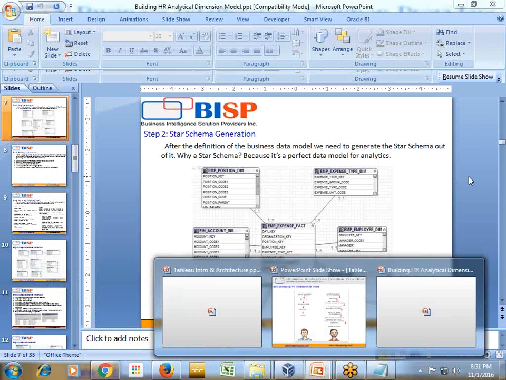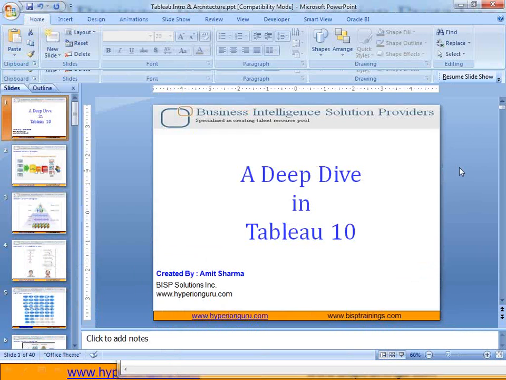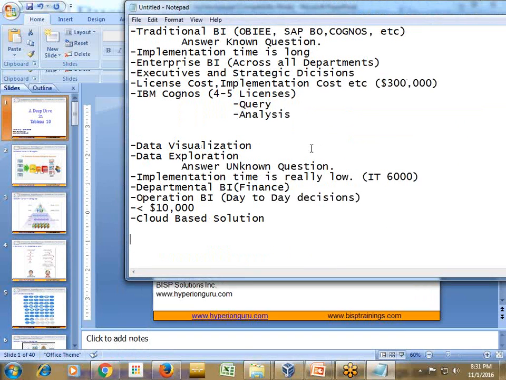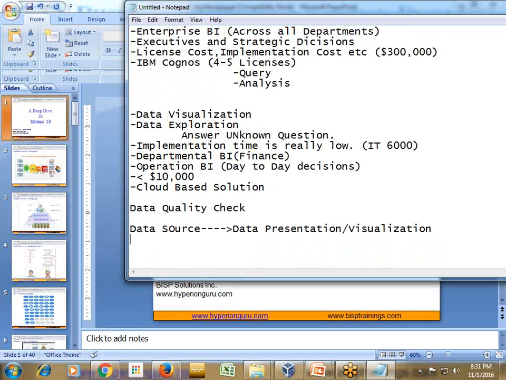So why can Tableau not be used for an enterprise solution, at least as of now? The first major thing, when you work with Tableau, QlikView, and TIBCO Spotfire, similar kinds of products, is data quality check. There's no data quality check. You have a data source, any data source, and you have a data presentation or data visualization layer. If your data is poor quality, how do you manage it? If you put in garbage data, you see the bad data in your data presentation layer.